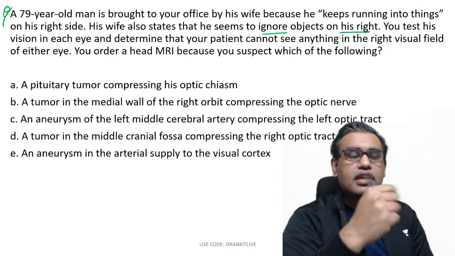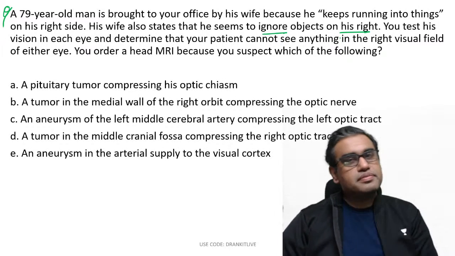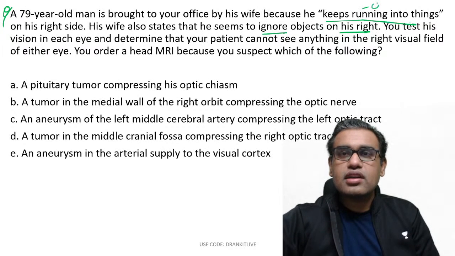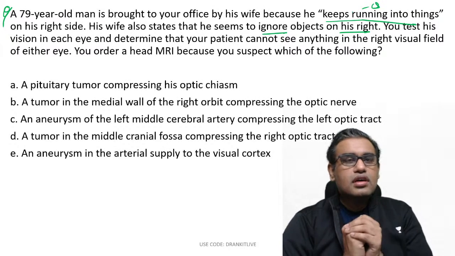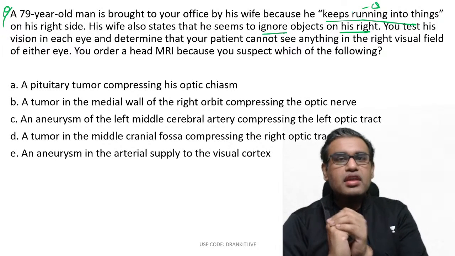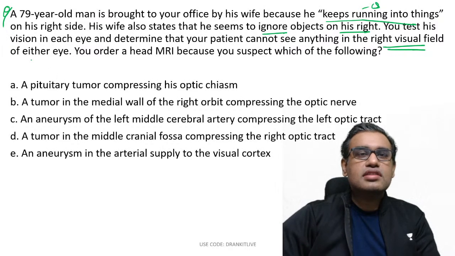You test his vision in each eye and determine that your patient cannot see anything in the right visual field. Got the point? What do you mean by keep running into the things? Remember that also. That could be a separate question. You order a head MRI because you suspect which of the following. You test the visual field, you found that the right visual field is lost.